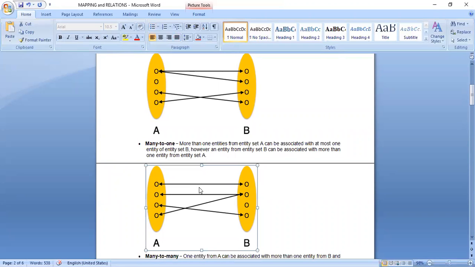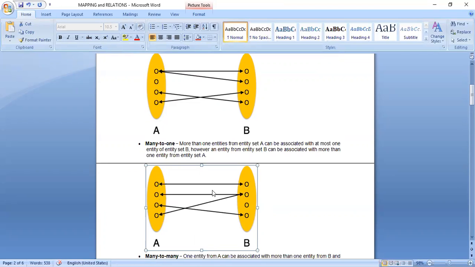Next, it is many to one. That means entities from the first entity set are getting associated with only one entity from entity set B. Then that is said to be many to one. If you consider the first one, this is one to one, that is fine. Second one to second one, one to one, let us suppose. Third one to fourth one, one to one. But the fourth one again is associated with the second one of entity set B. Then that is said to be many to one in cardinality relation.